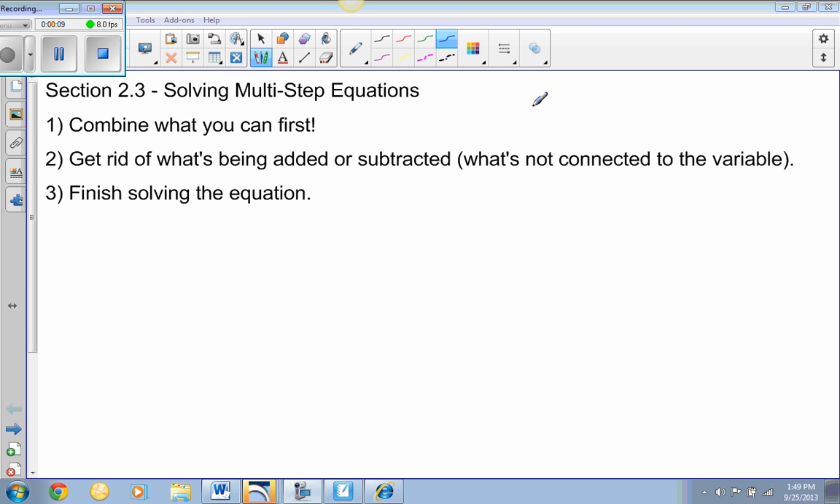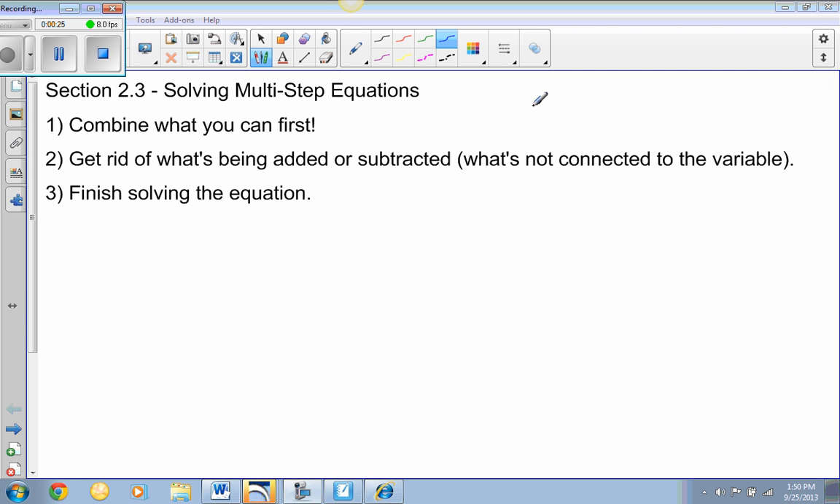Solving the multi-step equations. So the other day we did some two-steppers. This is just adding another step onto those. So in general, these are the steps that you can follow to solve these.